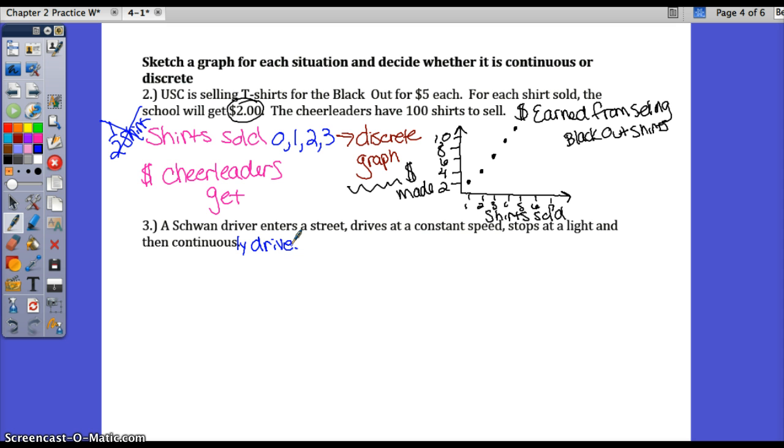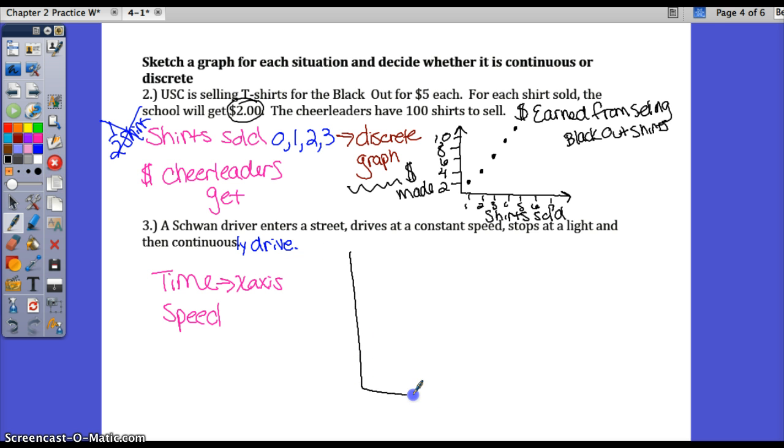Well, let's think about what are our 2 variables here. What are the 2 things that are changing? Well, we know that the time is changing, and we know that the speed is changing. Since time is always continuous, we know this is going to be continuous. Time is always going to be on your x-axis.